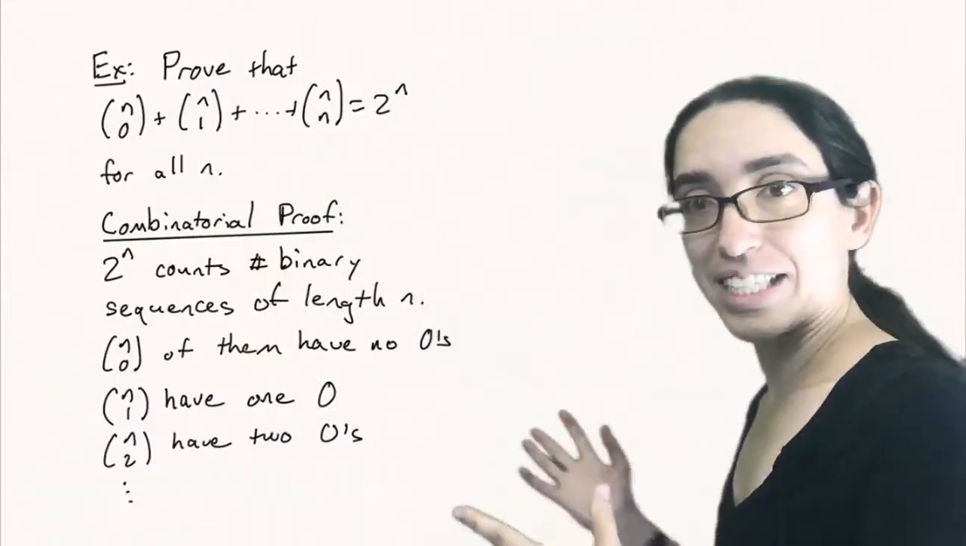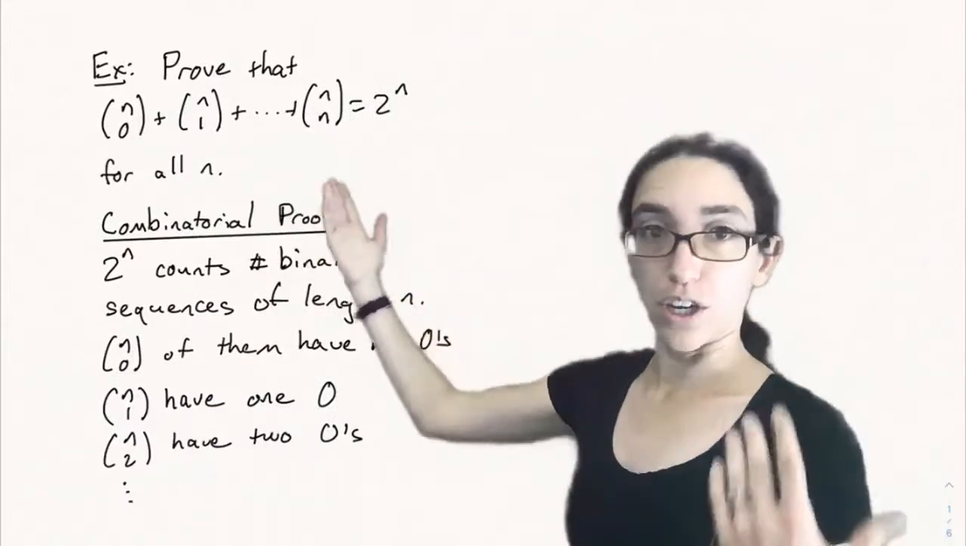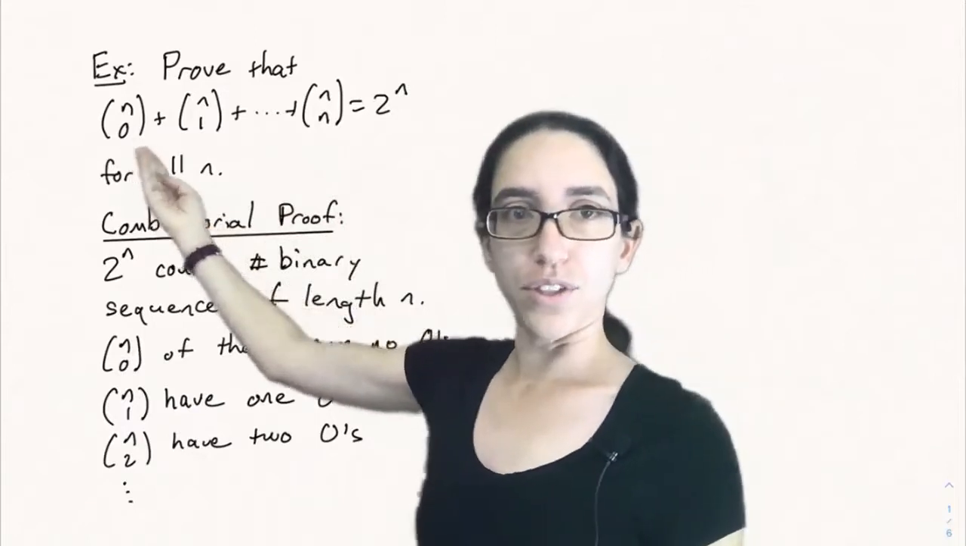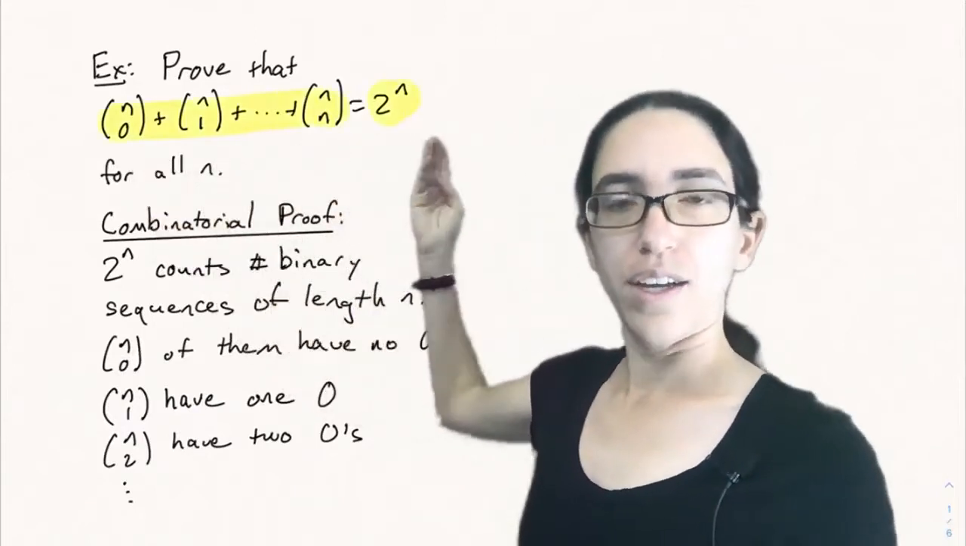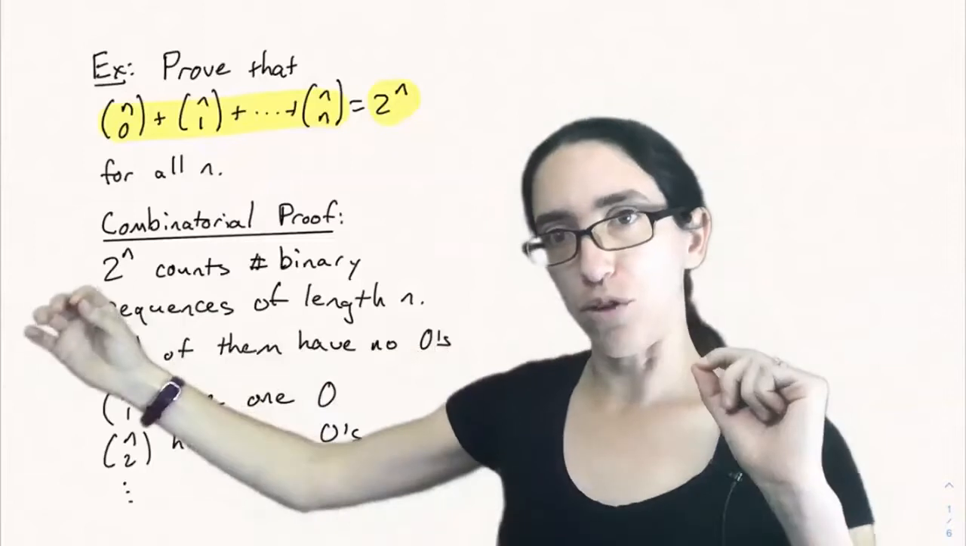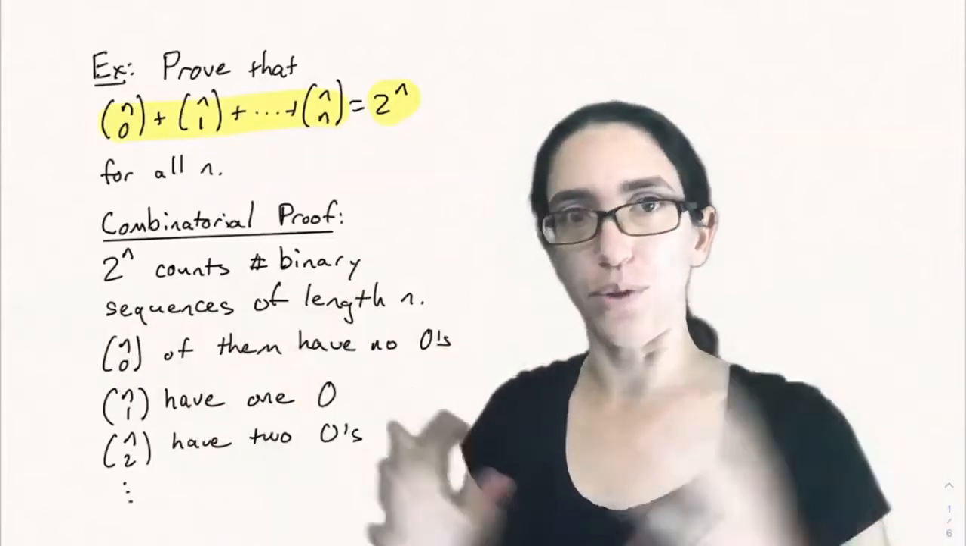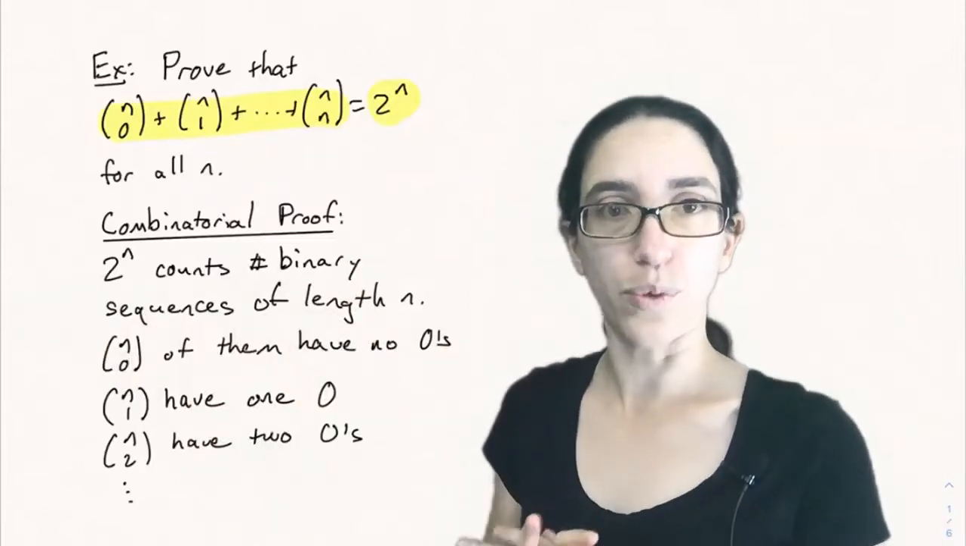So let's look at another example. Let's say we want to prove using a combinatorial proof that n choose 0 plus n choose 1 up to n choose n is 2 to the n. That's the sum of a row of Pascal's triangle. The nth row is 2 to the n. We've seen this identity before as well.